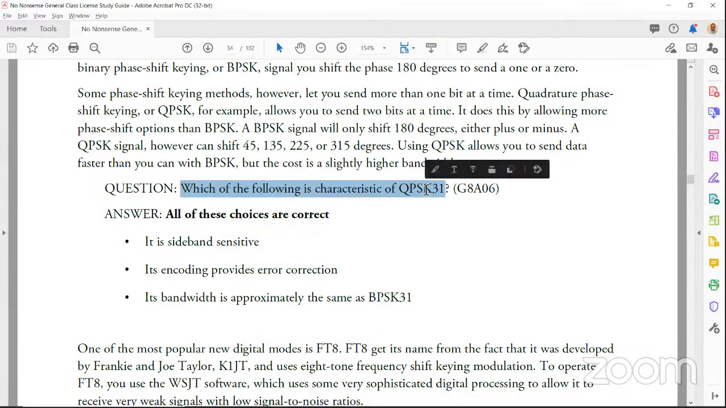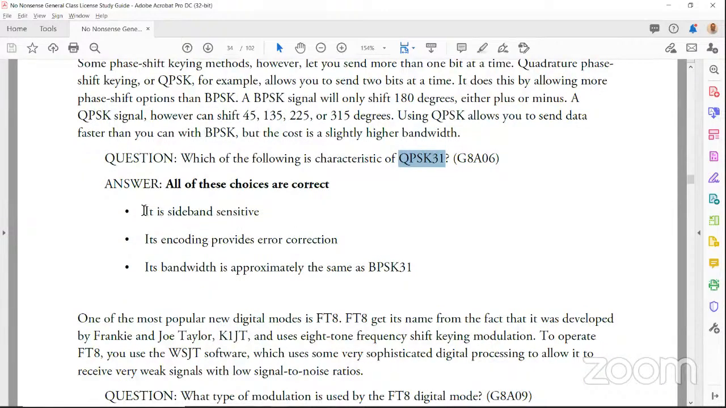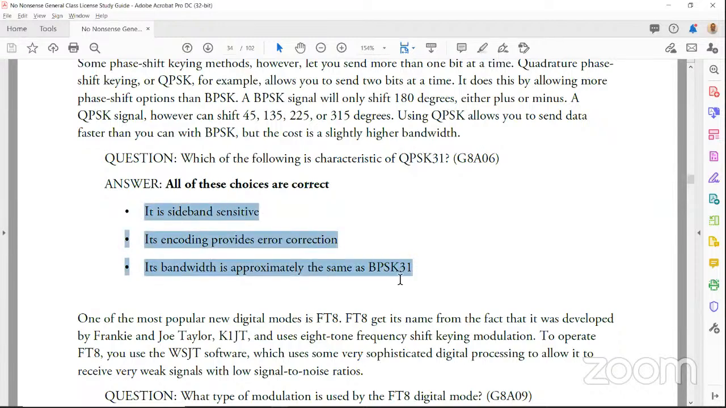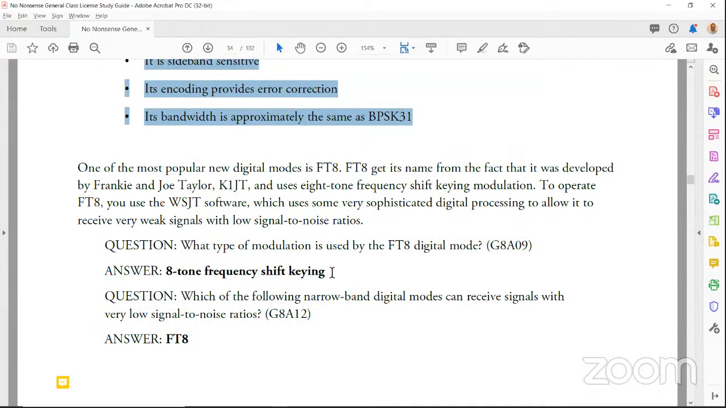Next question in the question pool. They're asking us, which of the following is characteristic of QPSK31? So for this mode, what are the characteristics or properties of it? In one of the slides we did discuss the properties of QPSK31, and they're asking us for just that, the characteristics. All of these three are on your slide deck and they are all correct. For QPSK31, it is sideband sensitive. Its encoding provides error correction. And its bandwidth is approximately the same as BPSK31. If you need a refresher on this, just have a look at this slide in the slide deck, or you can watch last week's video.